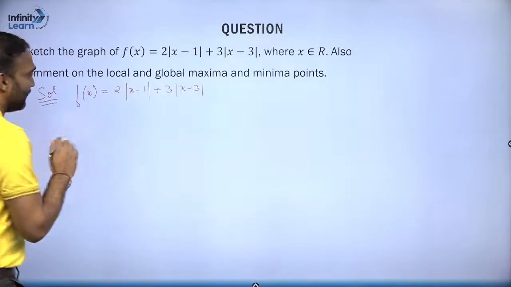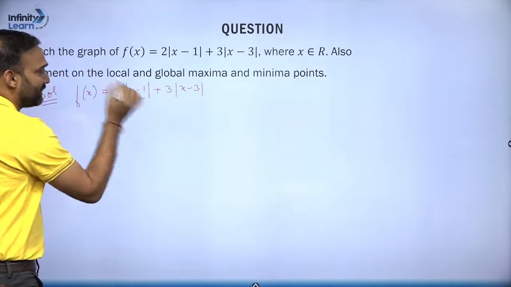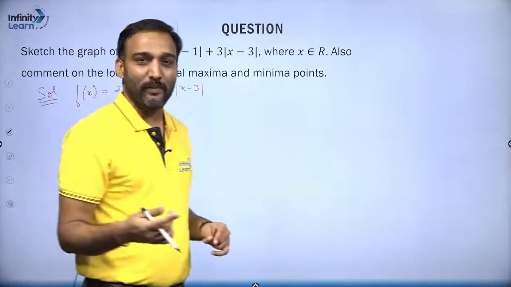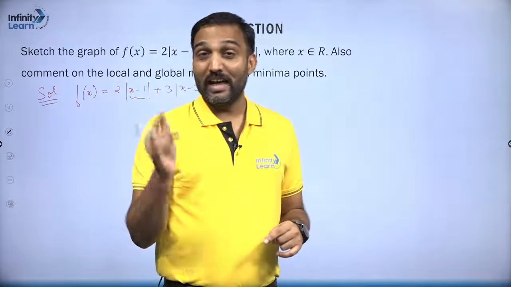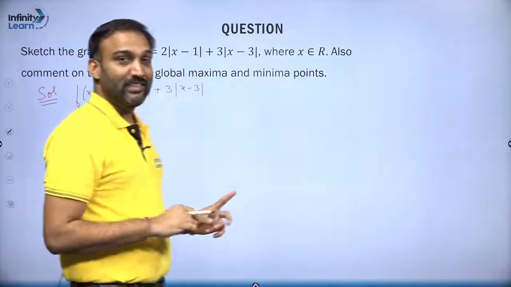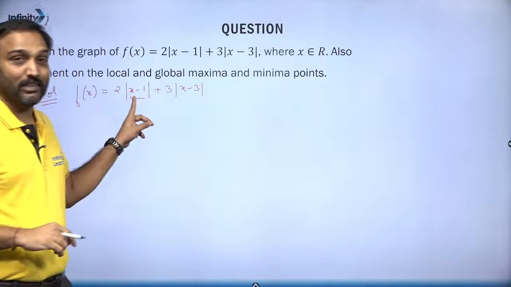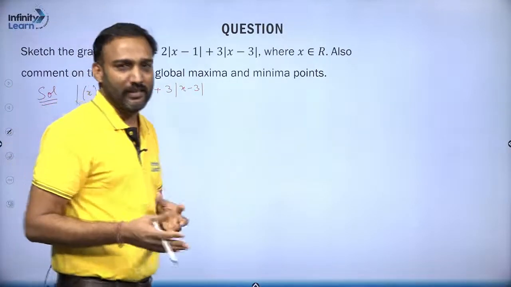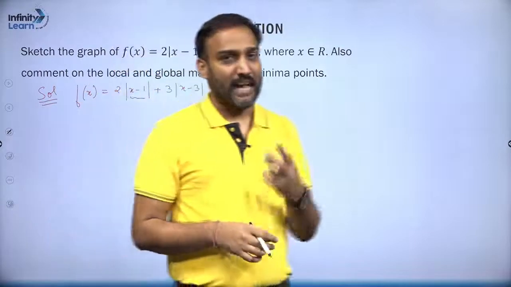So over here I can say the nature of this modulus of x minus 1 will change when x minus 1 becomes 0, which means at x is equal to 1. So at x is equal to 1, this modulus of x minus 1 will change its nature. Right guys? Similarly, modulus of x minus 3 will change its nature at 3.